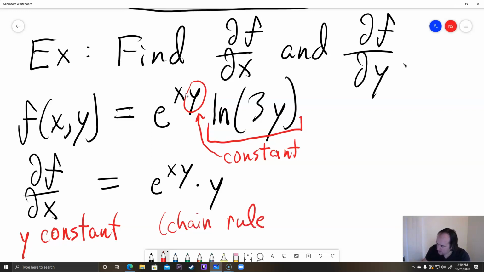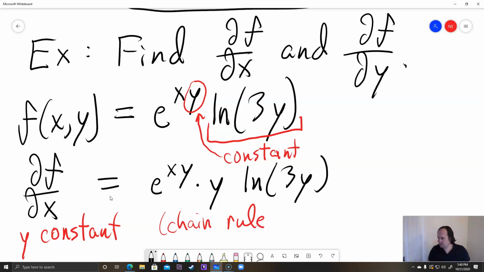Okay, so the outer function is e to the xy, and the inner function is xy. So we took the derivative of the outer function. Well, the derivative of e to any power is just e to that power. And then we multiplied that times the derivative of the inner function. So the derivative of xy, where y is constant, is just y. And then we still have our ln of 3y here.